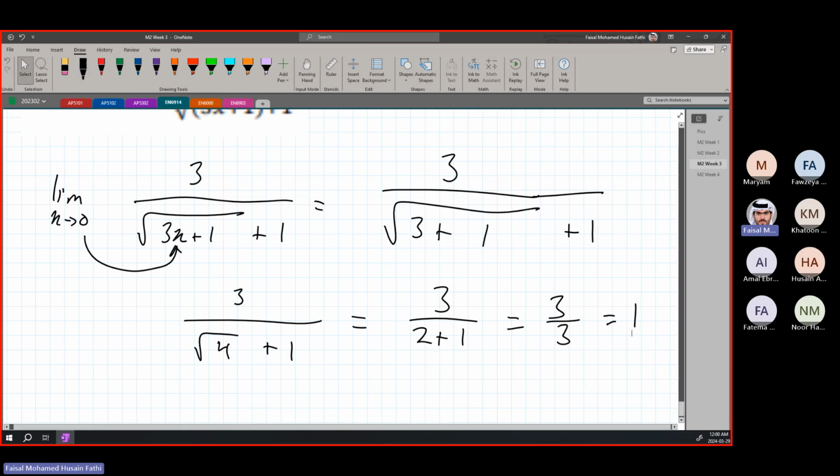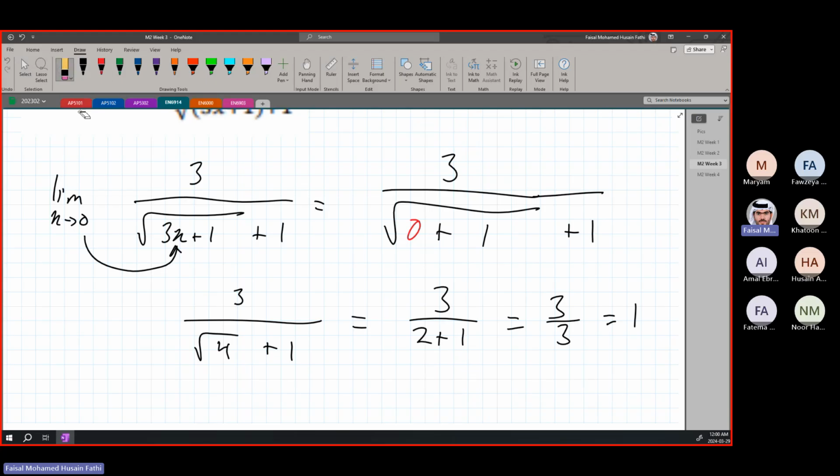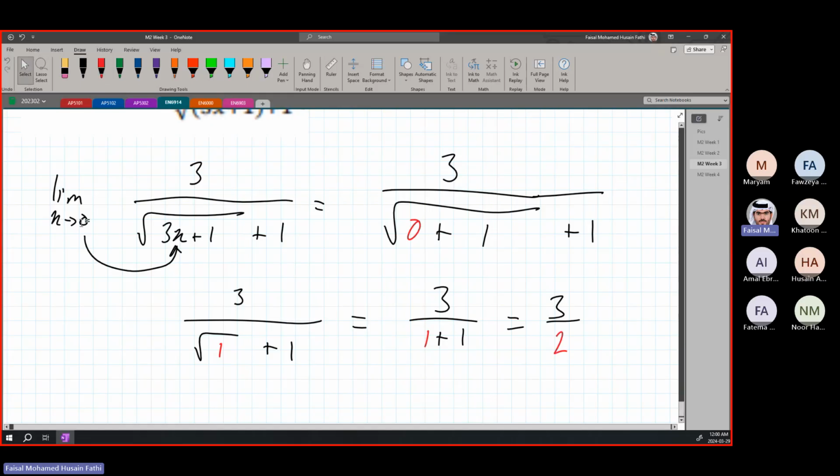Okay. Oh, this is the limit as x goes to 0. I did not substitute the 0. So this is just 0. This is going to be square root of 1. This is going to be 1. 3 over 1 plus 1, which is 3 over 2. Okay. Simple. You just substitute the 0 directly and then you just start solving.